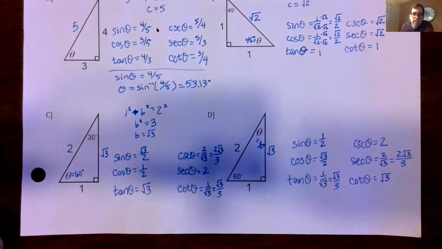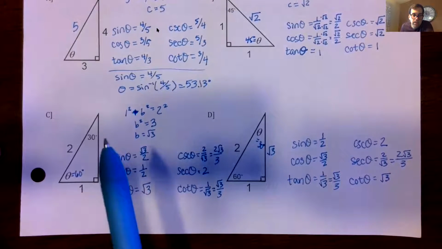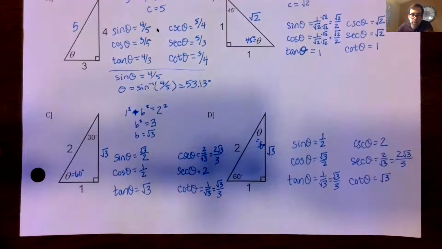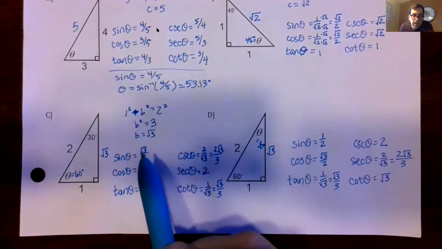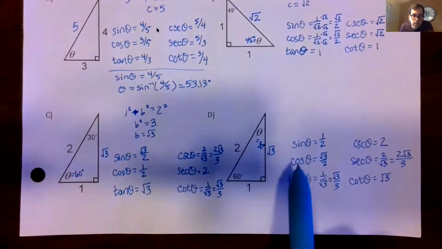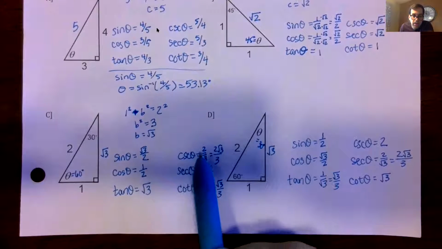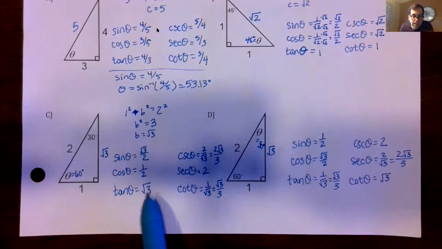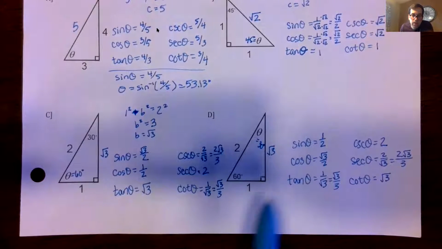All right, I want you to take a second then, once you write that down, to compare the answers from C to the answers that we just came up with in D. You're going to see that they are very similar. They relate to each other, right? The sine and the cosine switched. The cosecant and the secant, therefore, also switched. And the tangent and the cotangent switched.